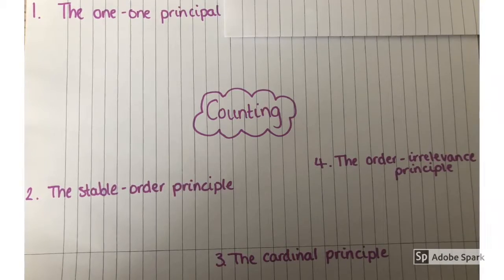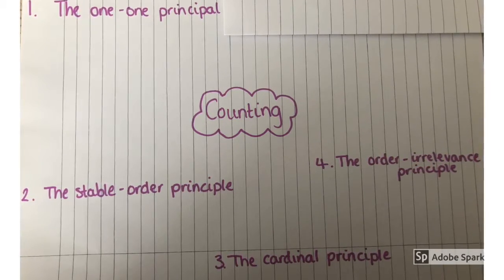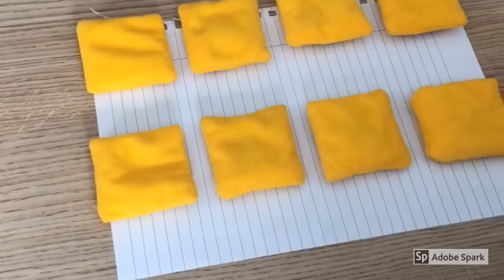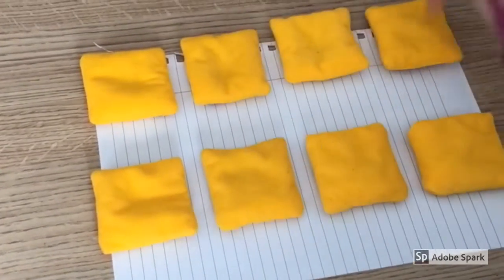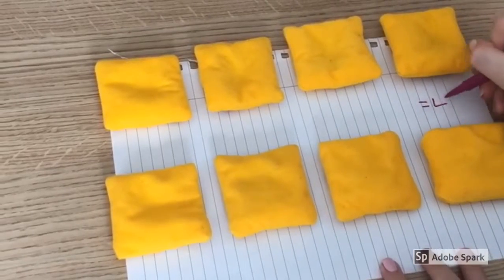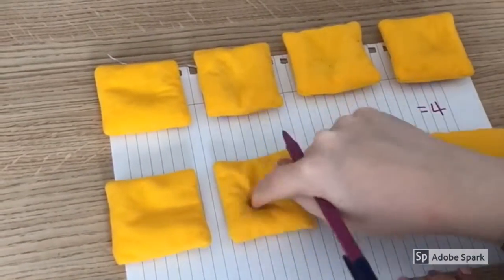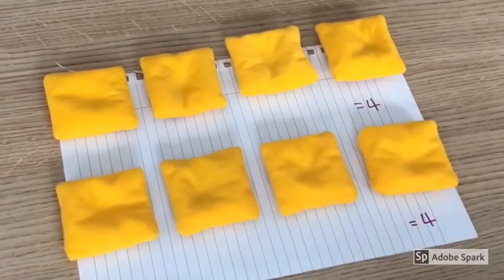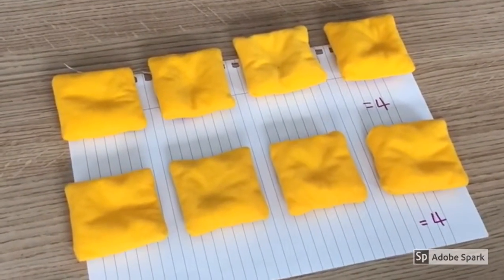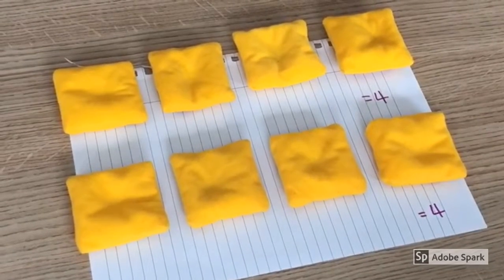The next principle we will discuss is the order irrelevance principle. The order irrelevance principle is the idea that it simply doesn't matter in which order the objects are counted, whether it be left to right or right to left. As the students become more experienced, they will realise as long as every object is counted once, they will still know the objects' overall cardinality.